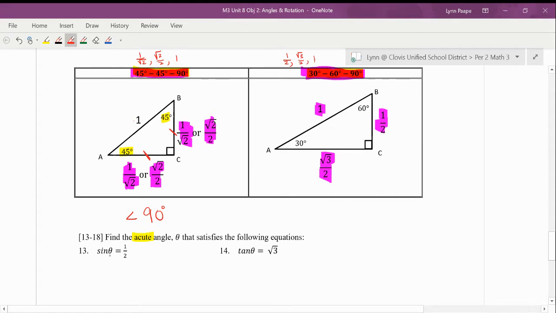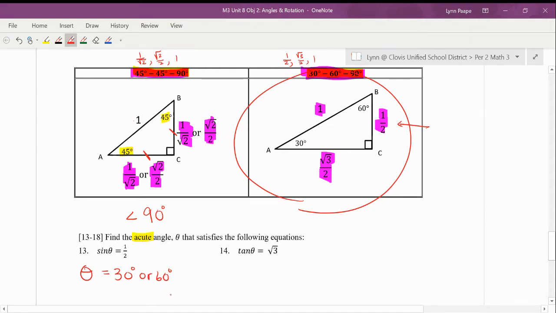So for question number 13, they're asking for basically what triangle are you looking at? If I have the sine of theta equal to 1/2, what triangle am I looking at? What triangle has a 1/2 on it? That would be this one right here. There's that 1/2. So then I know my answer has to be either 30 degrees or 60 degrees. Can't be 90, right? It's either 30 or 60 because I'm looking for an acute angle.